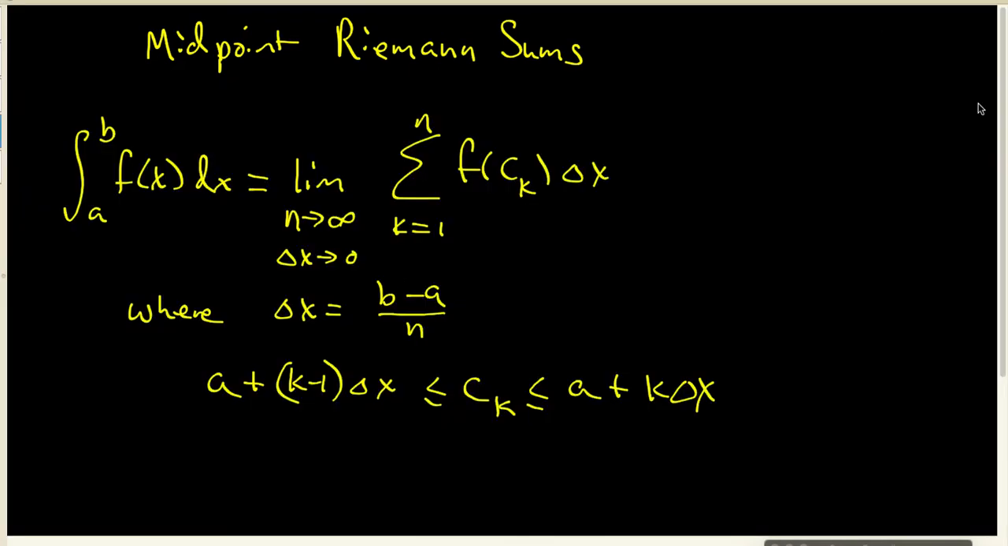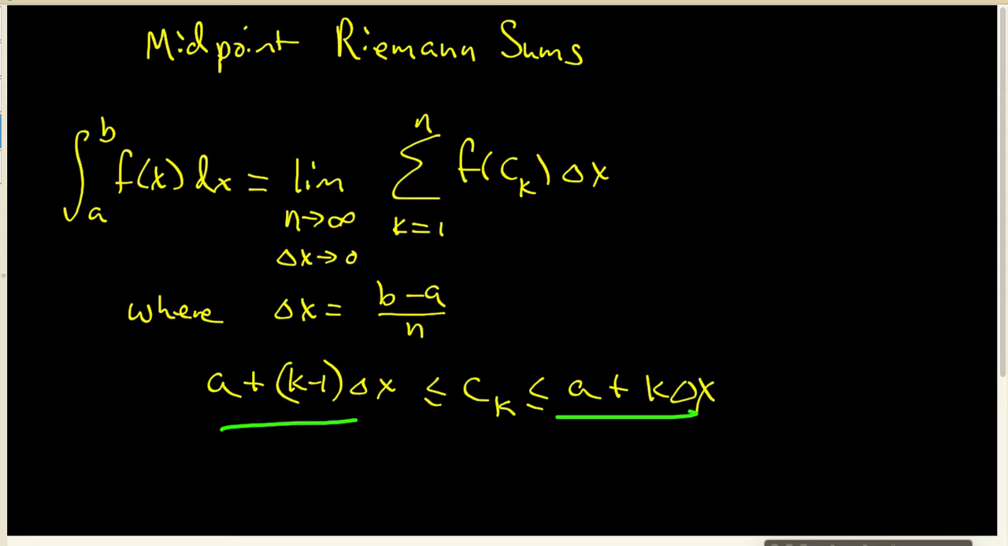In this video, I want to look at how midpoint Riemann sums look inside sigma notation. So we need to start by reviewing the definition of the Riemann integral in terms of Riemann sums one more time. Riemann defined the integral between a and b of f of x dx as this messy looking limit where delta x is b minus a over n and ck is trapped between these two numbers.